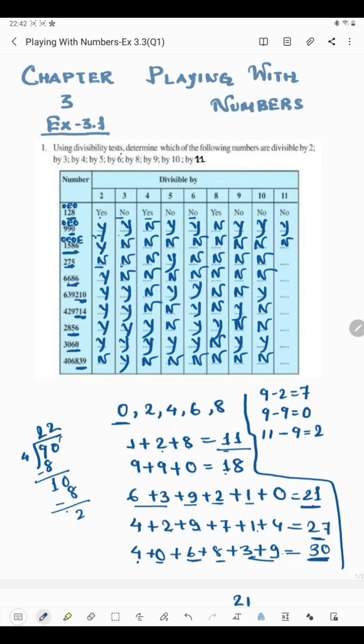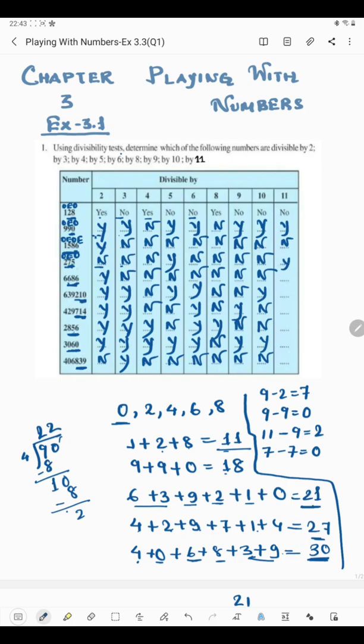Okay, next we have 275. So odd, even, odd. Again 5 plus 2 is 7, which means the sum of the digits at odd places is 7, and the digit at even places is 7. So 7 minus 7 is 0, so we will write yes.